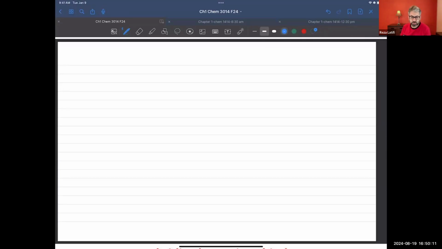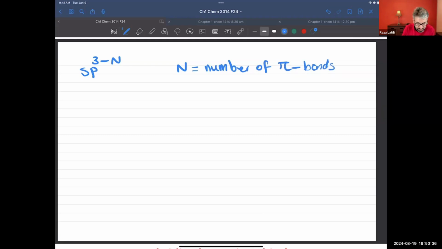If you're dealing with an atom like carbon and you want to figure out the hybridization for it, use this formula: sp3 minus n. And what's the n? N represents the number of pi bonds. For CH4, we had 4 sigma bonds, so we had 4 sigma and 0 pi bonds.